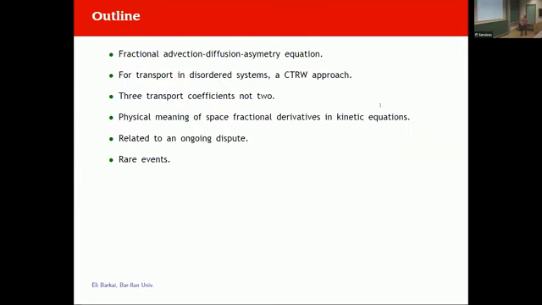So we will present this fractional advection-diffusion-asymmetry equation, and this will be presented for transport in disordered systems using the continuous time random walk. There are 3 transport coefficients and not only 2. And a special case is the physical meaning of these space fractional derivatives in kinetic equations. And it's related to experimental work that Mark Marshall has contributed a lot to.